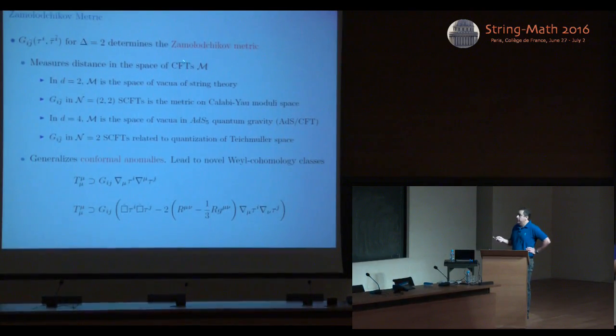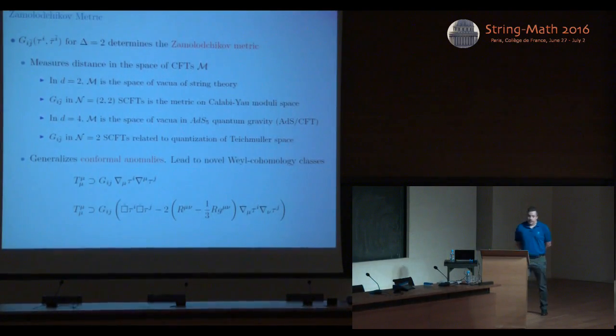Let me just mention briefly a couple. So in two-dimensional string theory, the space of conformal field theories corresponds to the space of classical ground states of string theory. More specifically, if we focus on (2,2) superconformal field theories that describe a Calabi-Yau target space, this metric defines the metric on a Calabi-Yau moduli space. In 4 dimensions, there is a similar elegant interpretation of the conformal manifold, the space of 4-dimensional superconformal field theories, as the space of vacua in AdS5 quantum gravity through the AdS/CFT correspondence. And in relation to AGT, for N=2 superconformal field theories, this metric has some relation with quantization of Teichmuller space. Okay?